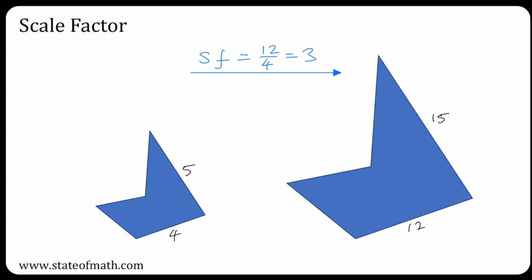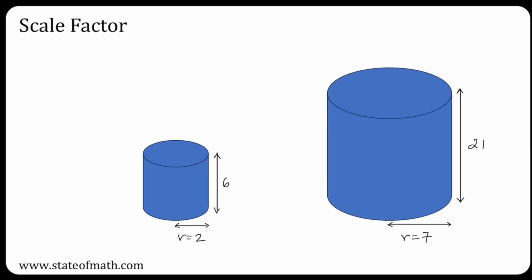If you take another pair of sides, for example these ones, then the scale factor comes out to be the same. Note that the scale factor from the right shape to the left one will be 4 over 12, which would give you 1 over 3. So in this case, multiply by 3 to go from left to right, or divide by 3 to go from right to left. You can also find the length scale factor when you have 3D shapes.